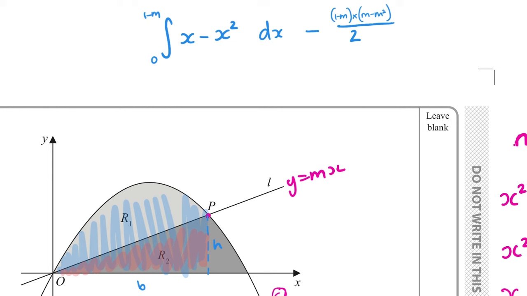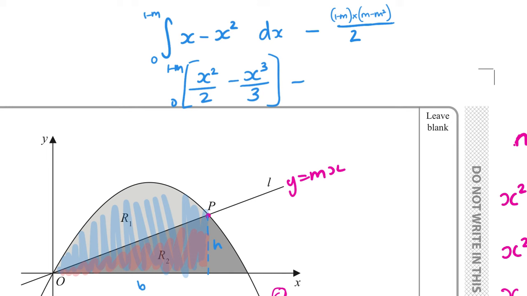So if we integrate x, what do we get? Increase the power by 1, divide by the new power. So we're going to substitute in 1 minus m and 0. Now I already know if I substitute in 0, what's this all going to give me? 0. So I'm just going to substitute 1 minus m.